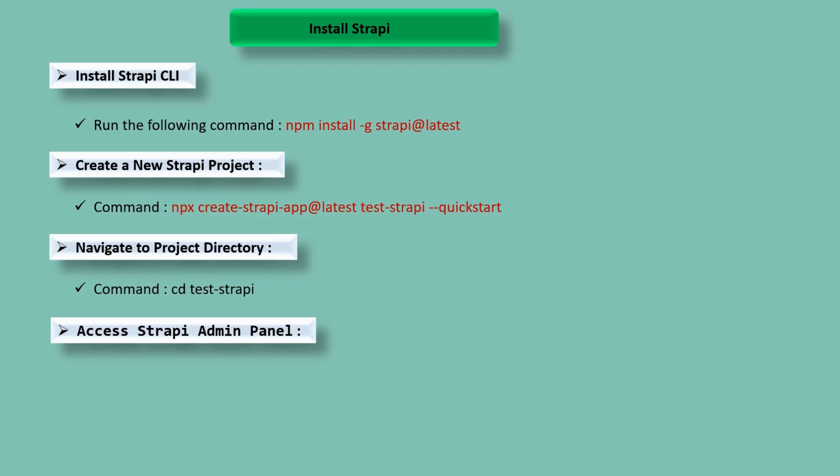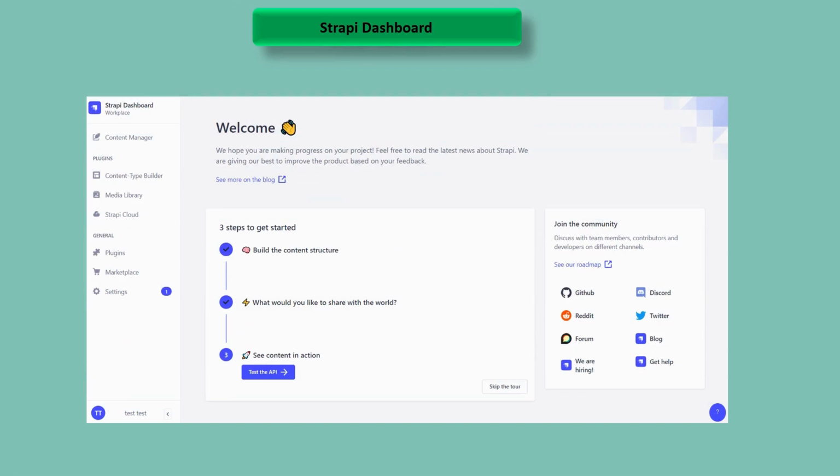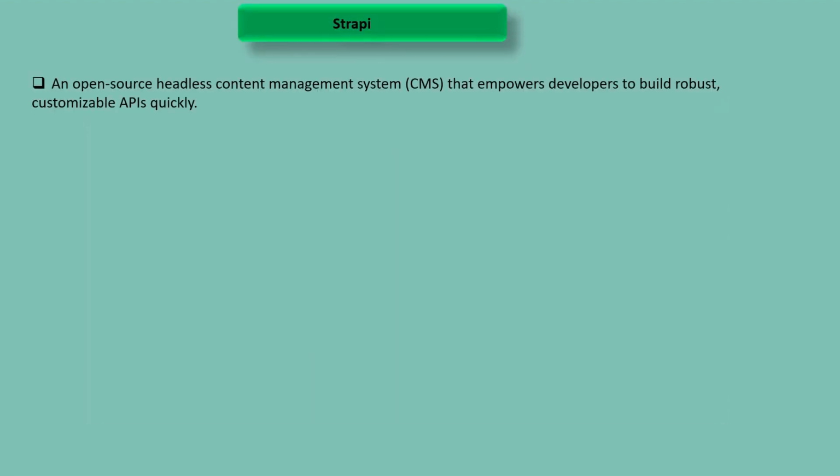Access Strapi admin panel. Open your browser and go to http://localhost:1337/admin to access the Strapi admin panel. Login. Log into the admin panel using your credentials. Strapi dashboard. Welcome to the Strapi dashboard, your command center for streamlined content management. With a user-friendly interface, it empowers you to effortlessly configure, customize, and manage your Strapi project, putting you in control of your content and digital experiences.